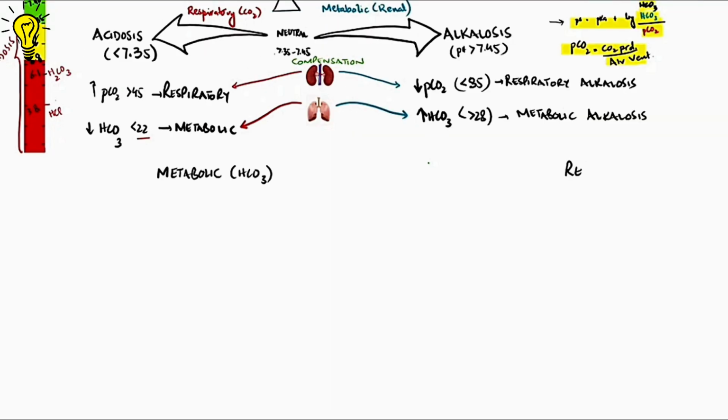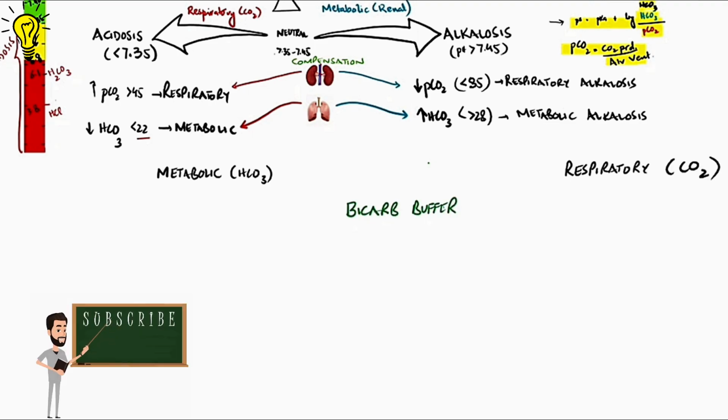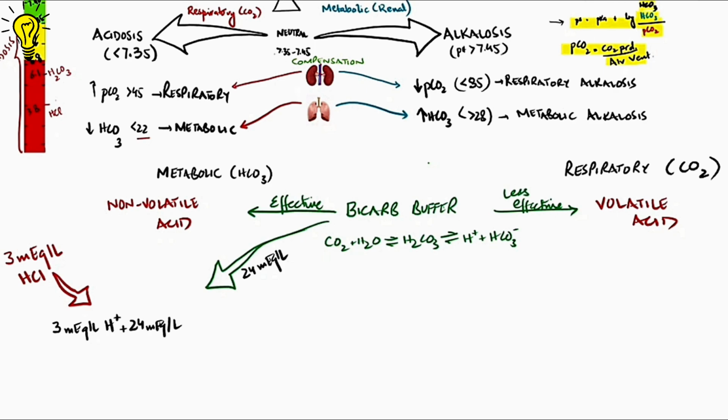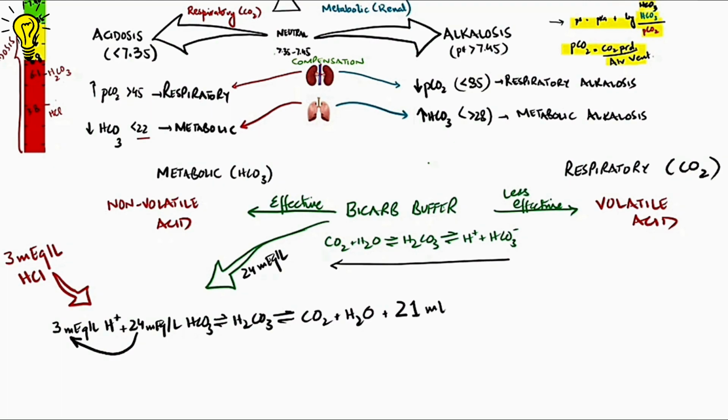Now, the bicarb buffer system is more efficient against non-volatile acids than volatile ones. That is, it is more effective against metabolic than respiratory acid-base disorders. For example, if we add 3 milliequivalents per liter of hydrochloric acid in the body, then the bicarb buffer would immediately come into action and antagonize 3 milliequivalents of hydrogen ions, converting them into carbonic acid and subsequently carbon dioxide. So, to neutralize 3 milliequivalents of hydrogen ions, 3 milliequivalents of bicarb ion will be consumed, and bicarb would fall from the normal 24 milliequivalents per liter to a new value of 21 milliequivalents per liter, right?